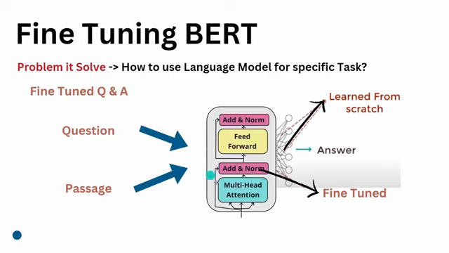This is the algorithm which only understands the language, and the extra layers we have added will be learned from scratch on that specific task. We are going to fine tune only the previous layers, meaning the language understanding layers, and these new layers we are going to train from scratch. So that's how the fine tuning of BERT works.